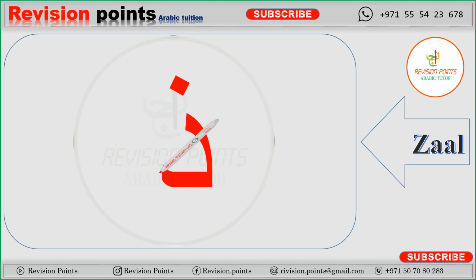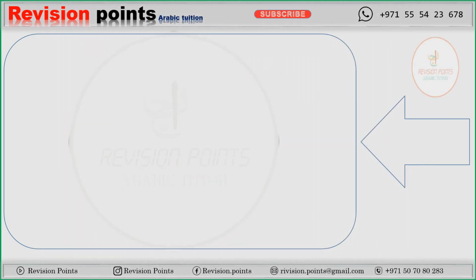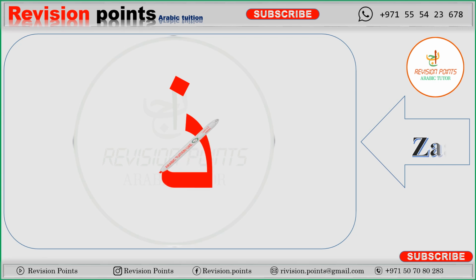Zal, zal. Draw like opposite direction of C and put the dot.